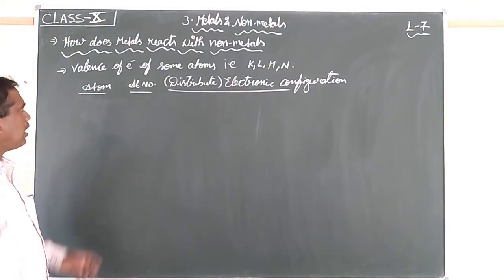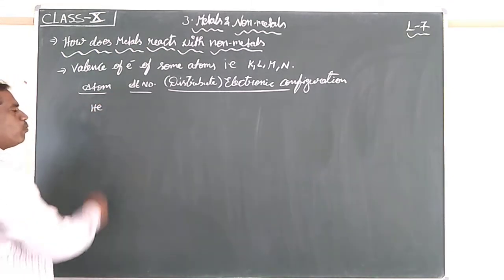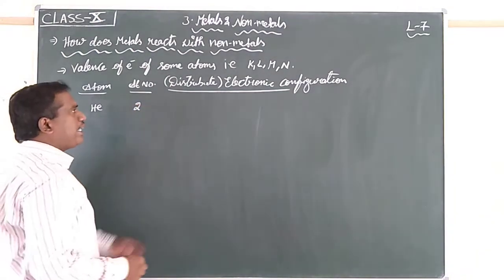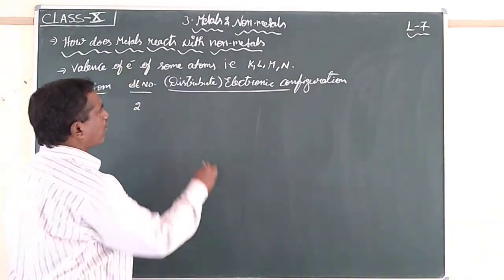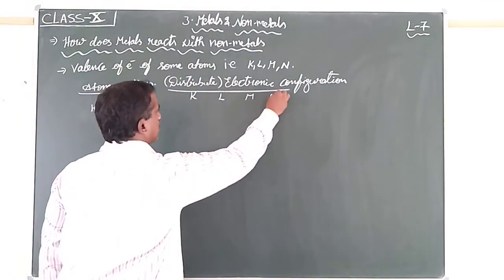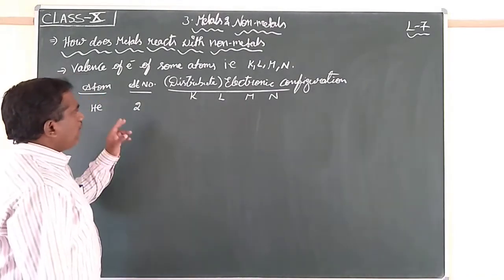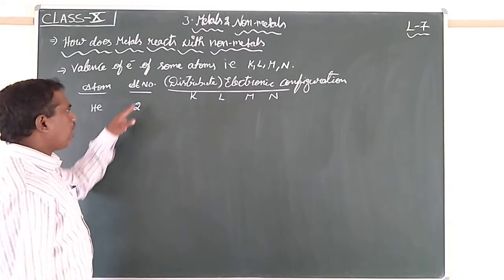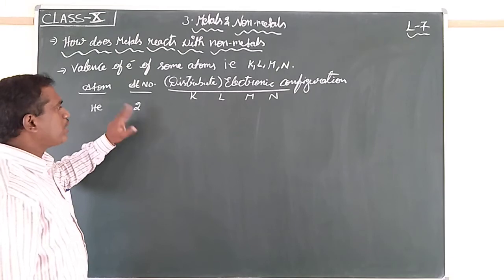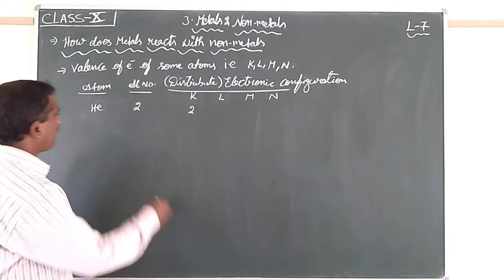Some of the atoms that I am going to choose. Helium. What is the atomic number of helium? 2. And distribution of electrons is the electronic configuration. We are going to distribute the electrons in these shells: K, L, M, N. The atomic number gives the number of electrons in an atom. There are only 2 electrons in this atom, so those 2 electrons occupy the K shell.